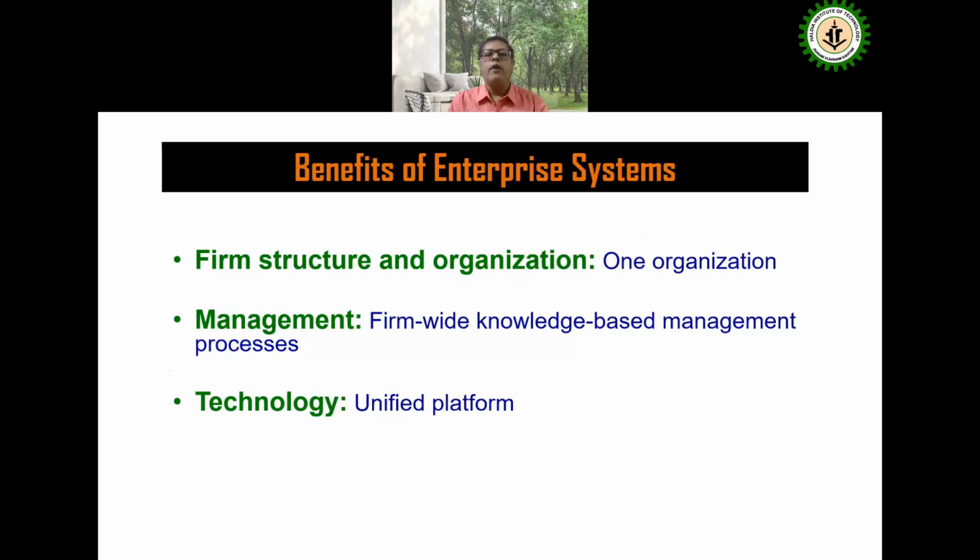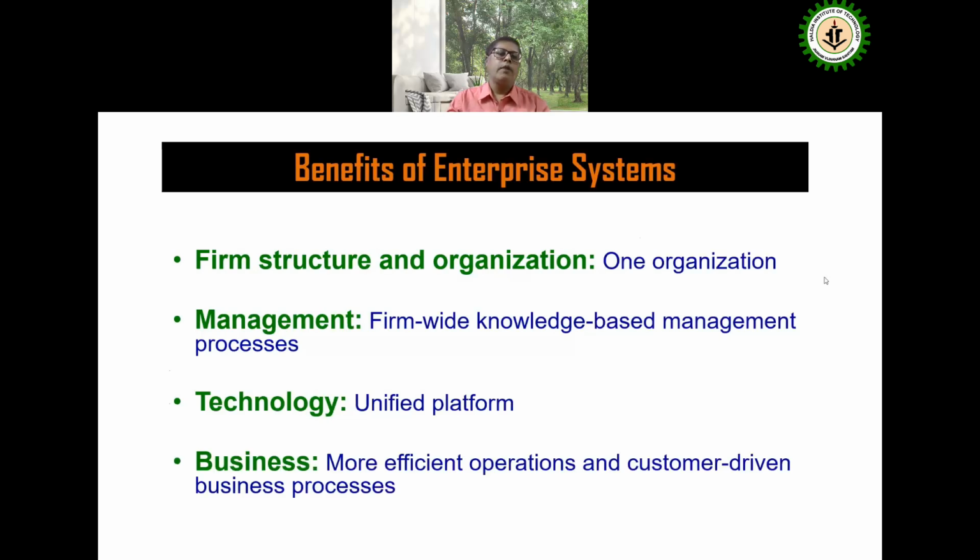The management is concerned with firm-wide knowledge-based management processes. Technology, as I told you, it is a unified platform. Business, that means what is the result? That means more efficient operations and customer-driven business processes. Obviously, the efficiency will increase in terms of cost savings as well as time savings.